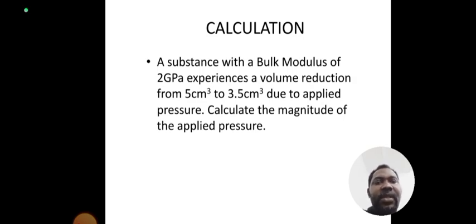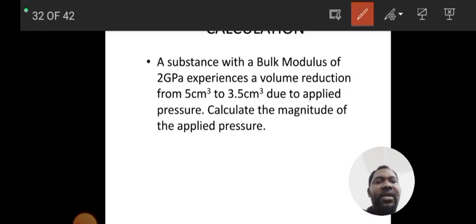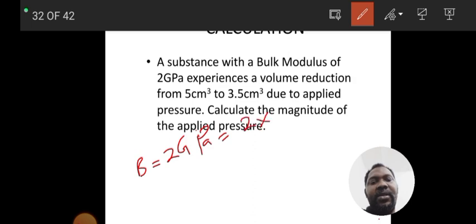Now the next question says, a substance with a bulk modulus of 2 gigapascal experiences a volume reduction from 5 centimeter cube to 3.5 centimeter cube due to applied pressure. Calculate the magnitude of the applied pressure. Okay, this is quite interesting. The bulk modulus is 2 gigapascal, which is the same thing as 2 times 10 raised to the power 9 Pascal.